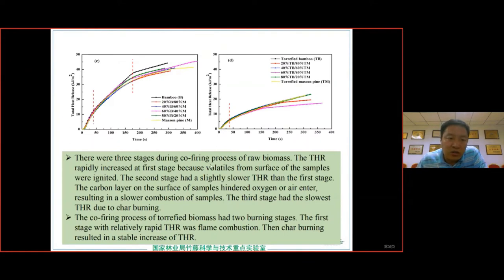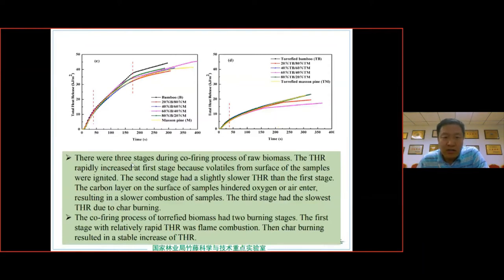This is the total heat release, and we found the raw biomass has three stages of the THR. The first one is here, the second stage, and this is the third stage. But the purified biomass has two stages. The first one is here, and this is the second one.